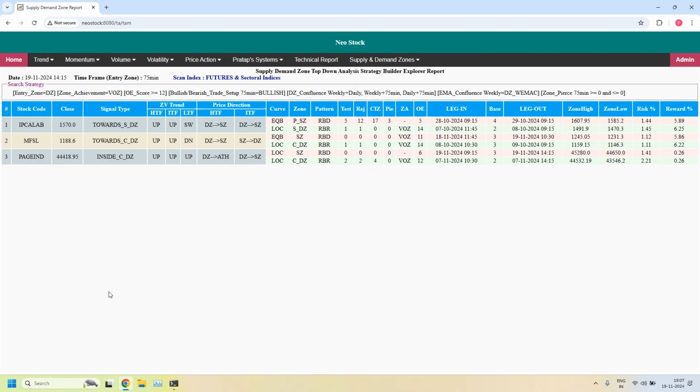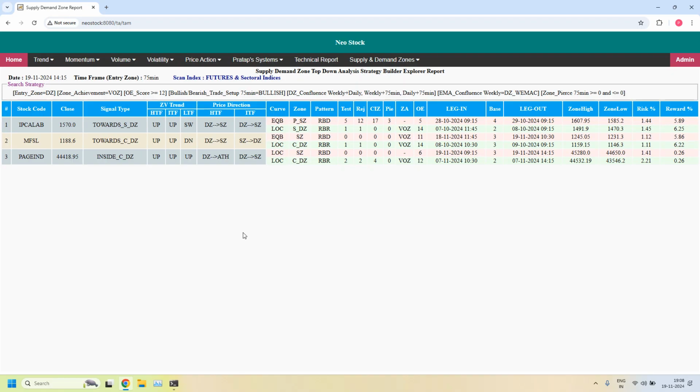So they are more high probability setup supported stocks because they have uptrend on weekly time frame, and also the weekly zones are having weekly EMA confluence, and 75 and daily zones are part of the weekly zone. Part means they are having confluence, zone confluence. They are overlapped. And not only that, all the three 75 minutes demand zones are high liquidity demand zones. They are the entry zones. Okay, this is about weekly income trade.